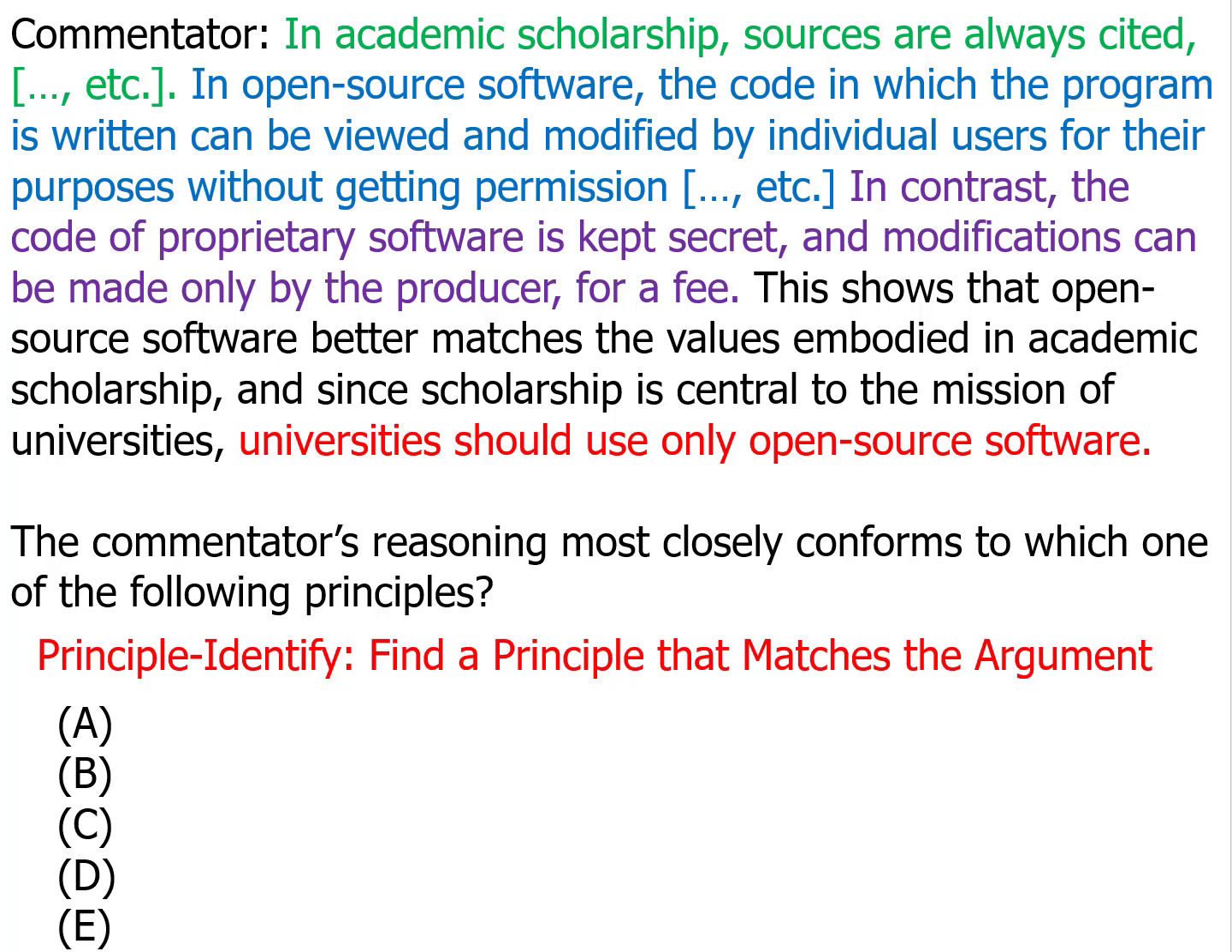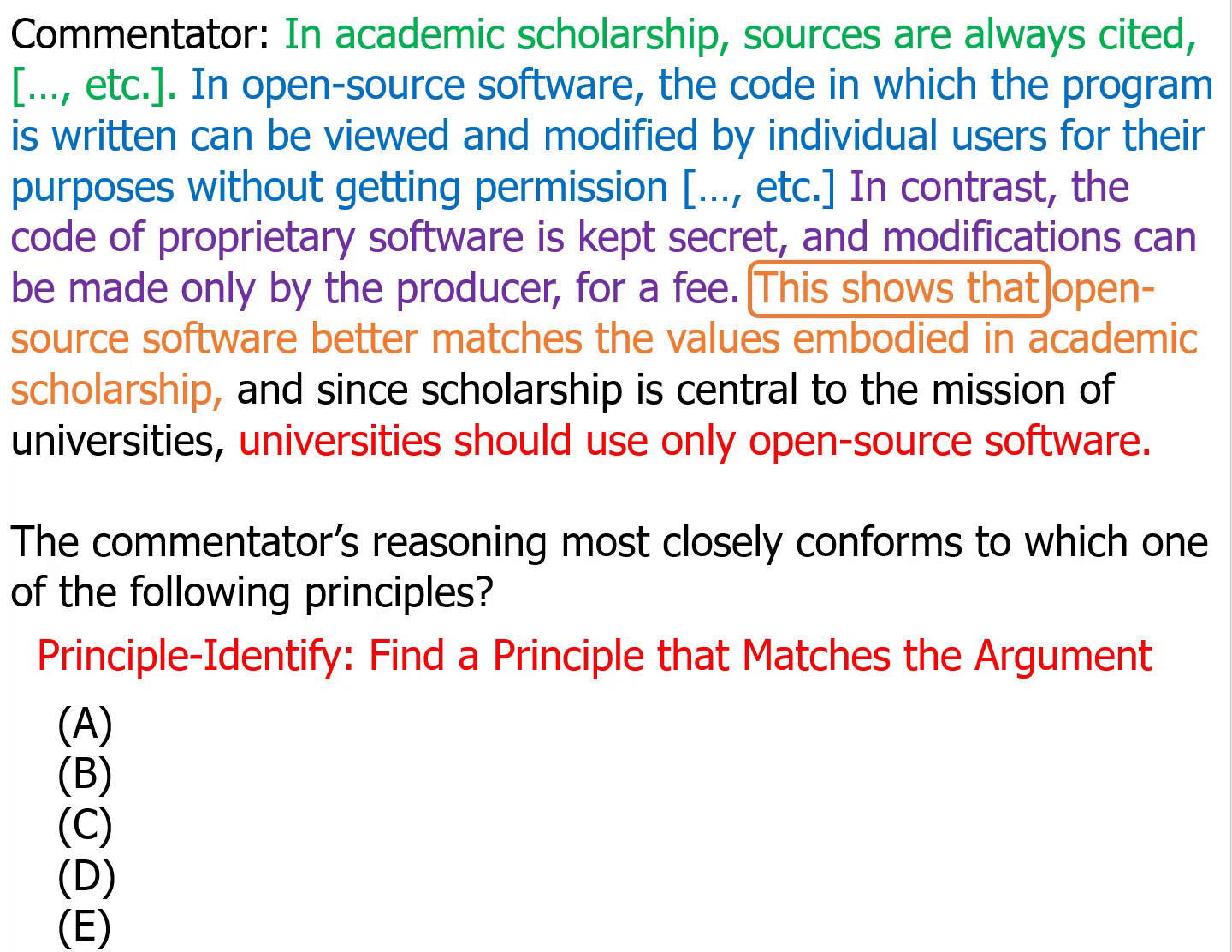And basically what it boils down to is, in academic scholarship, you always cite your sources, you always collaborate. In open source software, you do the equivalent thing for the software industry. In proprietary software, on the other hand, you keep things secret and you charge fees. All of this is used to prove an intermediate conclusion. This shows that open source software better matches the values embodied in academic scholarship.